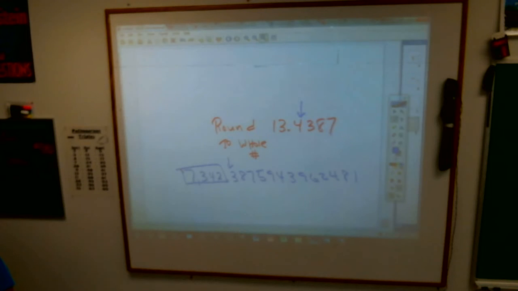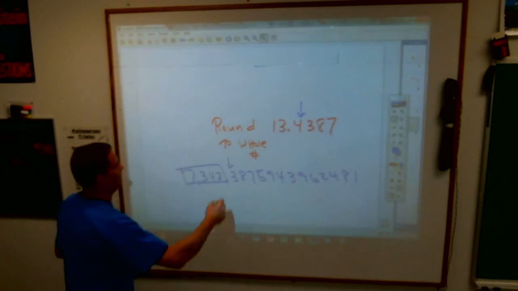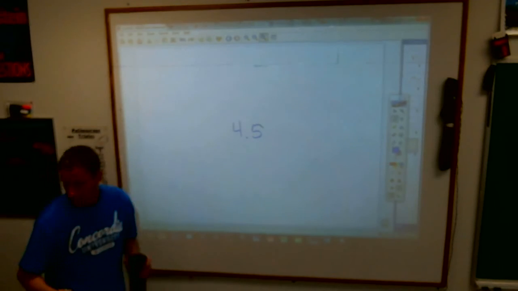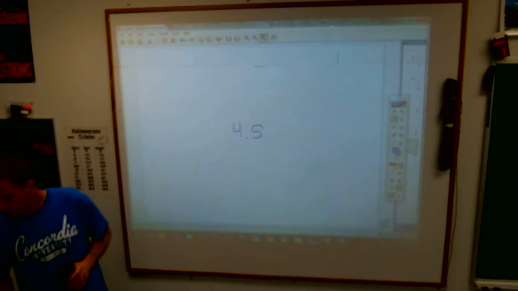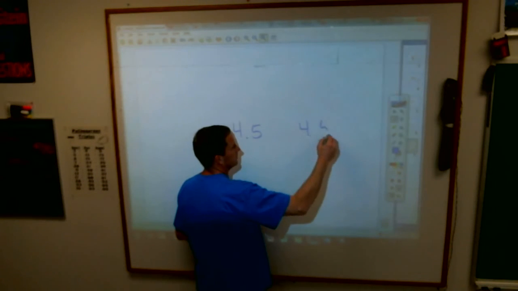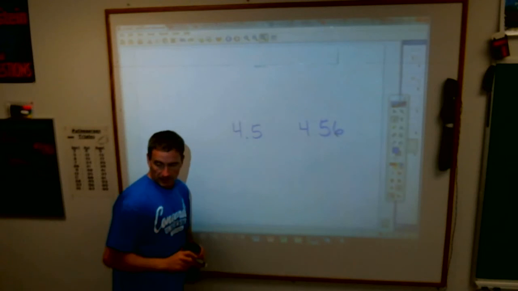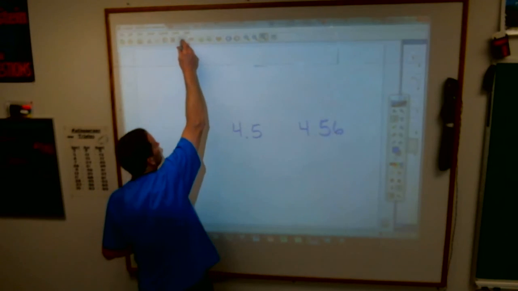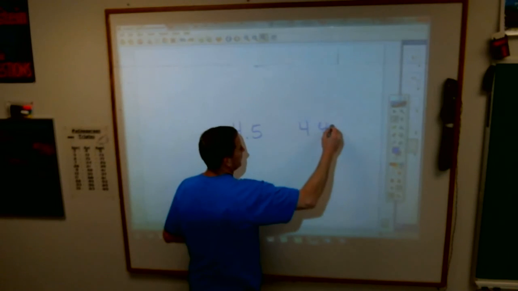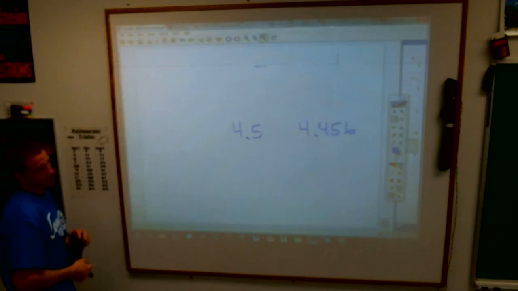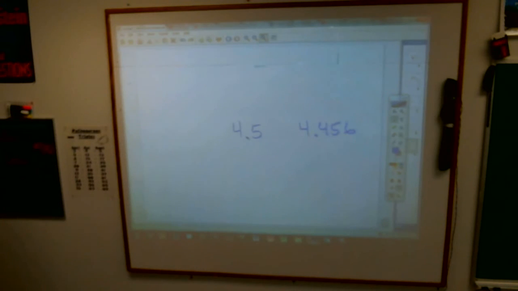Is there something else that's little? Or how about this? If you're comparing this, 4.5 compared to 4.56. Oh, I'm sorry, I got that wrong. There was something different. 4.456. Which decimal is bigger? Which number is bigger or smaller?